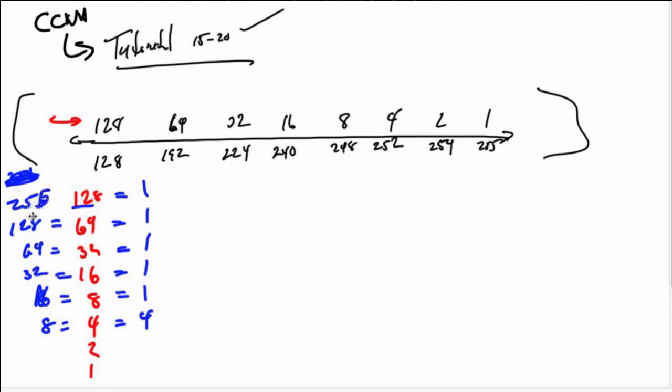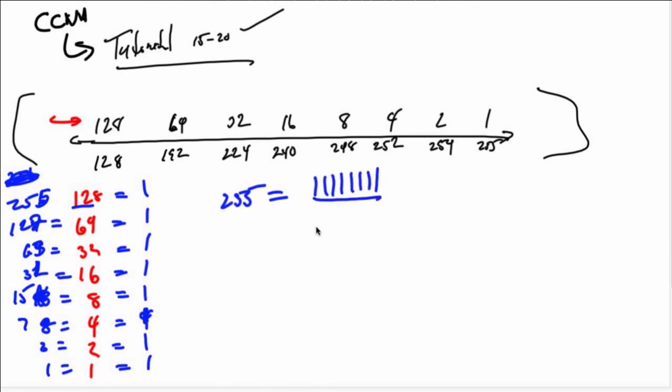So 255 would have been 127, would have been 63, would have been 31, would have been 15, would have been 7, would have been 3, subtract 1, 2, yes. That leaves me with 1. Can I subtract 1 from 1? Yes. So the main value here is that 255 would equal binary 11111111. So it would have been 8 ones.